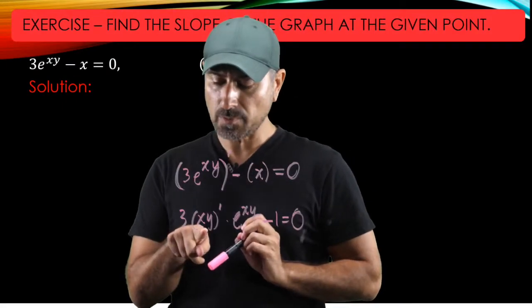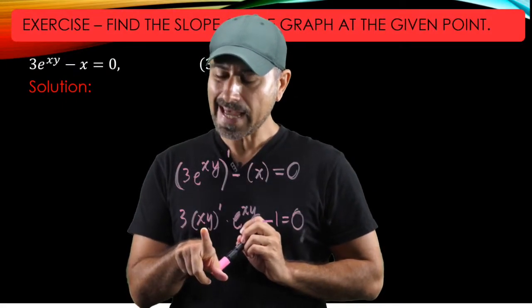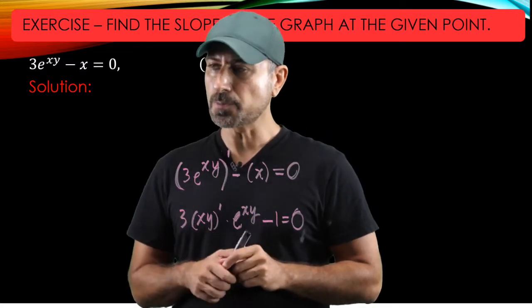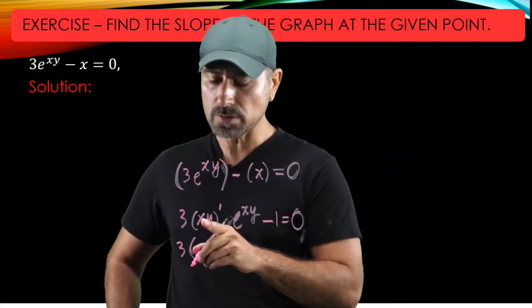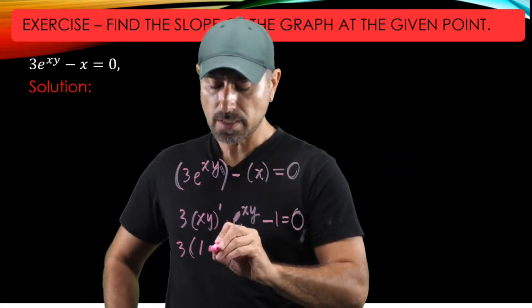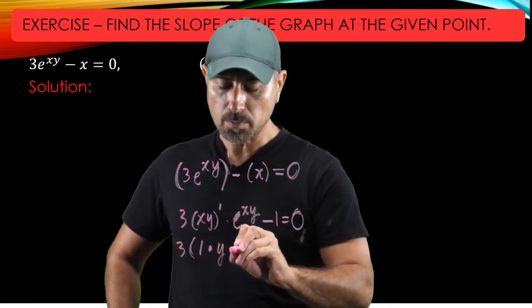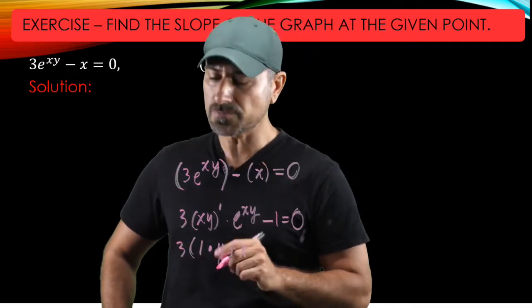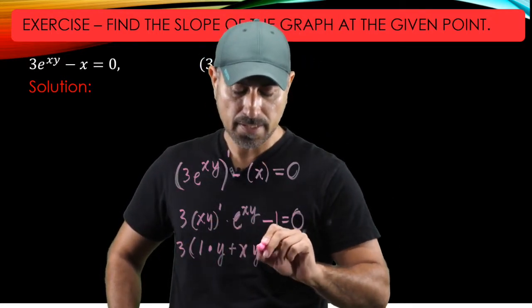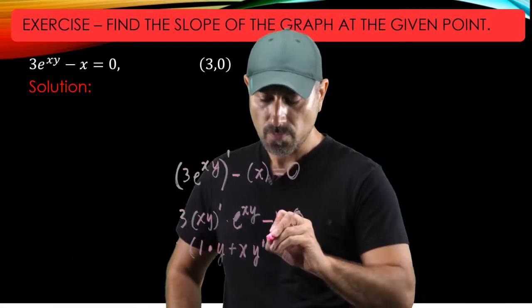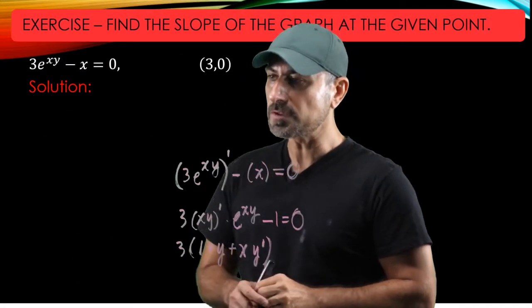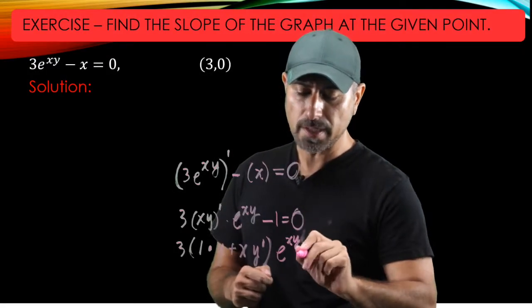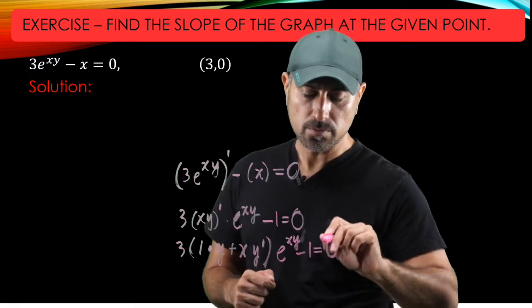So the question here is how we take care of the derivative of x times y, because it's the product of x and y. So we're going to essentially use the product rule here. This derivative is going to be the derivative of x, which is 1, times y, plus the first one here times the derivative of y, and that is exactly equal to y prime. So this takes care of the derivative of xy. We still have e to the xy, and we still have minus 1 equals 0 here.